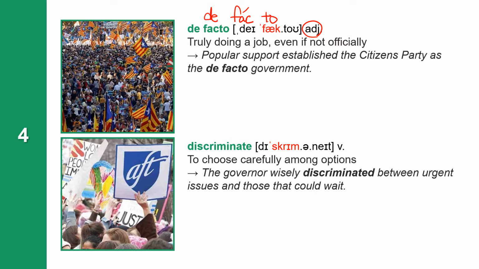The next one, discriminate. Discriminate has four syllables, D-I-S-C-R-I-M-I-N-A-T-E. Accent on the second syllable, scream. Discriminate. Discriminate is a verb. It means to choose carefully among options. The governor wisely discriminated between urgent issues and those that could wait. Discriminate.